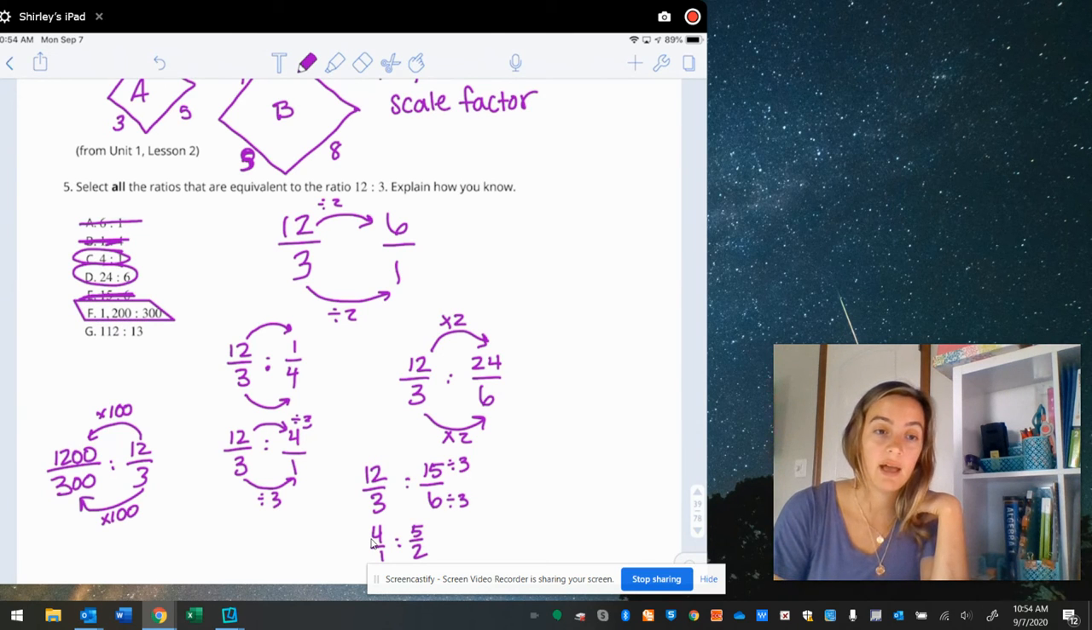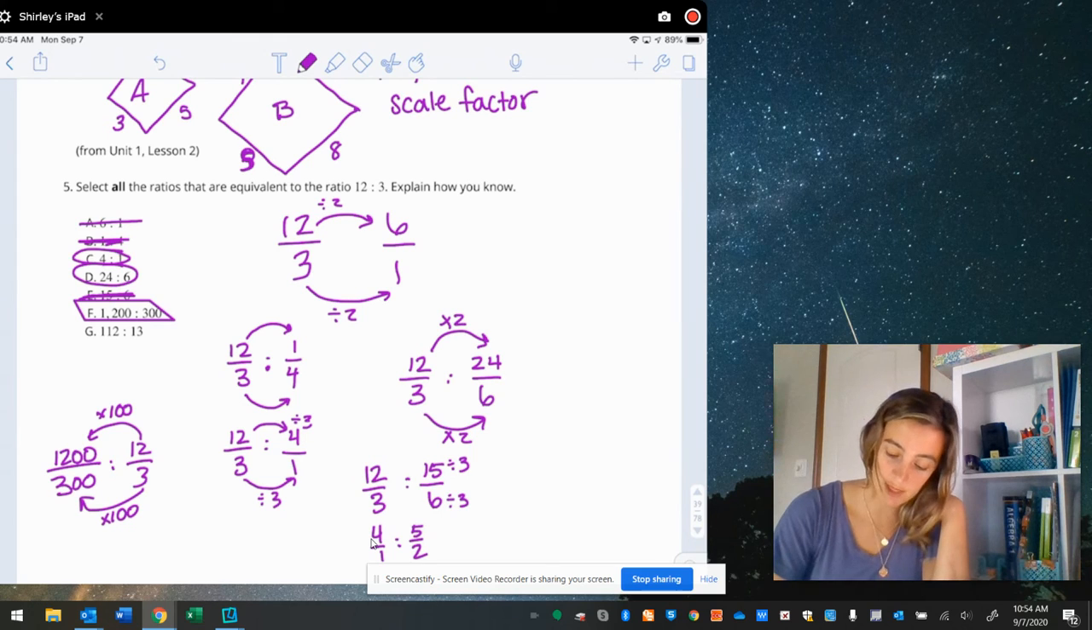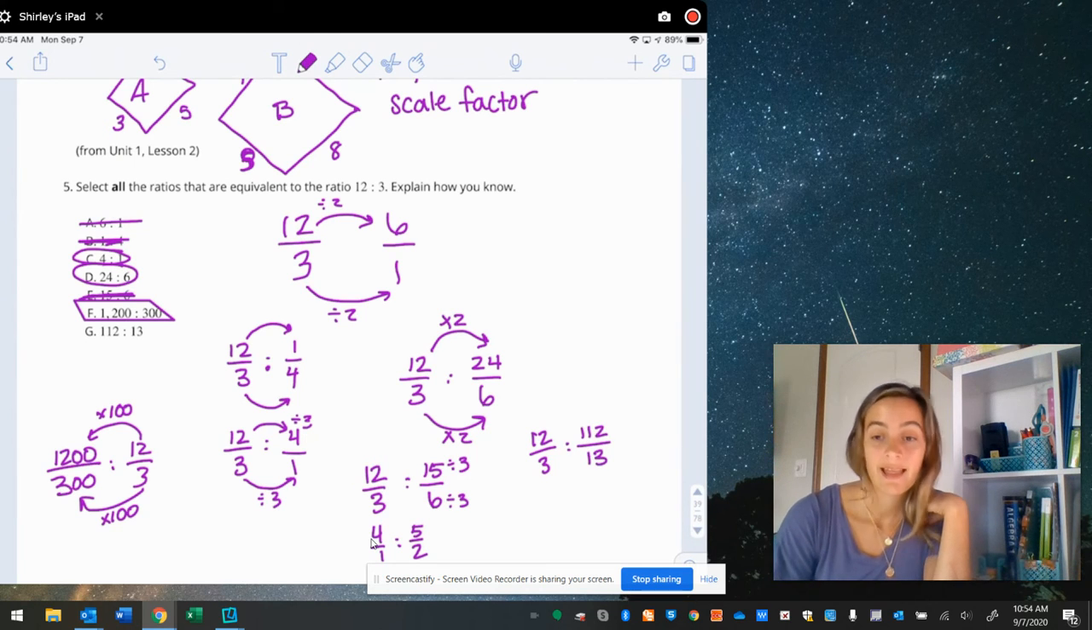And finally, I have 112 to 13. So again, last one, compare 12 to 3. Compare that to 112 to 13. This one, similar over here. It's not easy for me to see that scale factor like I could see the 2 and I could see the 100. It also doesn't seem too easy to reduce. I have no idea what 112 over 13 reduces to.